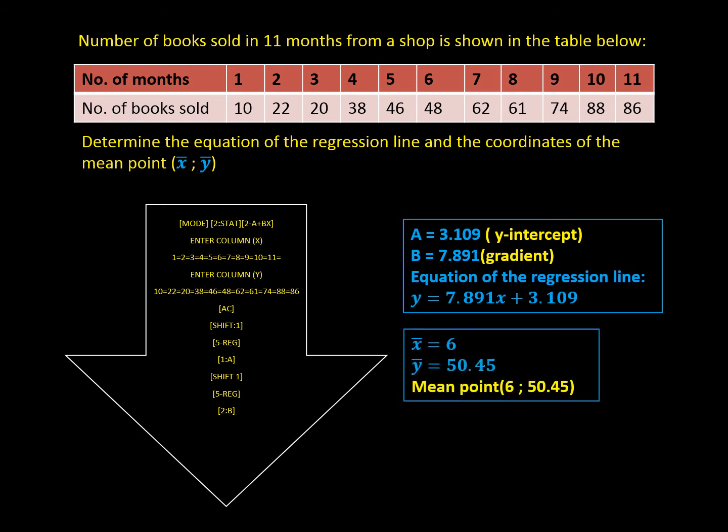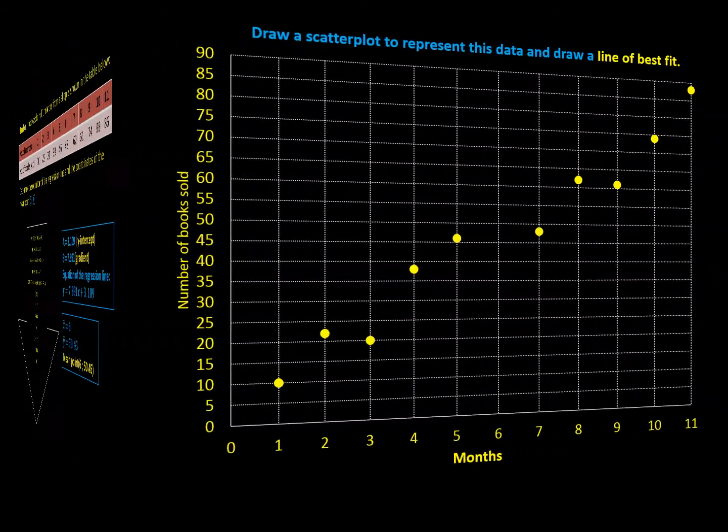Mean point, x bar on the calculator, you get 6. Y bar is 50,45. The mean point is the coordinate (6; 50,45). Okay, so we got the answer.